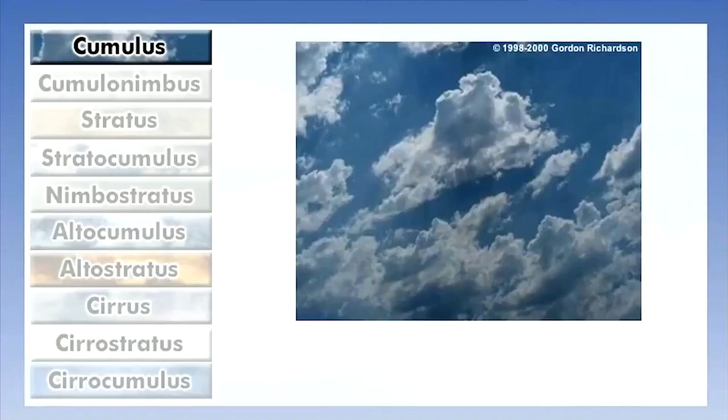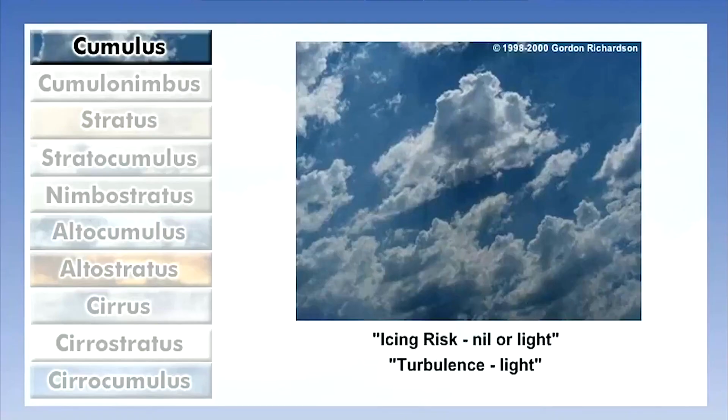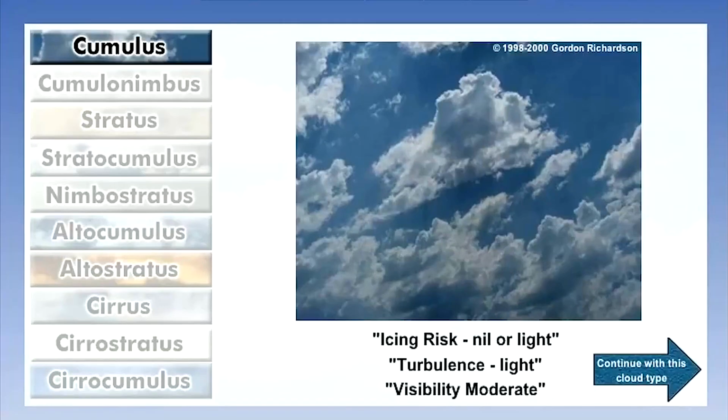If the cumulus cloud is fairly shallow, it probably consists mostly of water droplets. The icing risk is therefore minimal and turbulence in that cloud will be light. Visibility in the cloud will be moderate. This cloud is usually found within the first few hours after sunrise and is frequently termed fair weather cumulus. There is also very little chance of precipitation from this type of cloud.